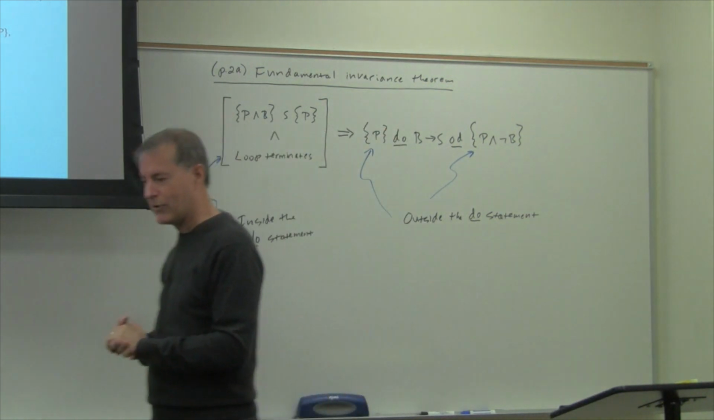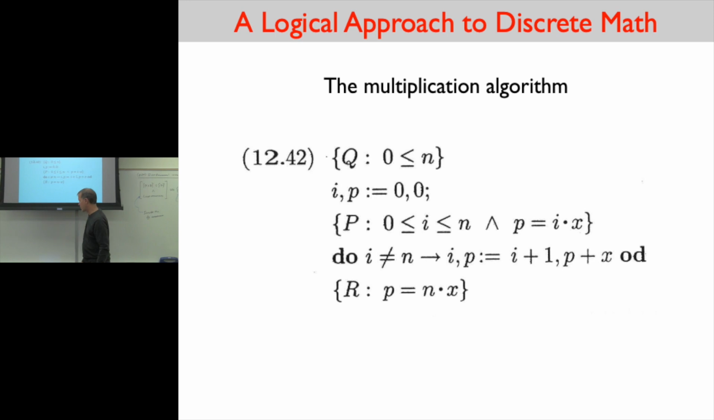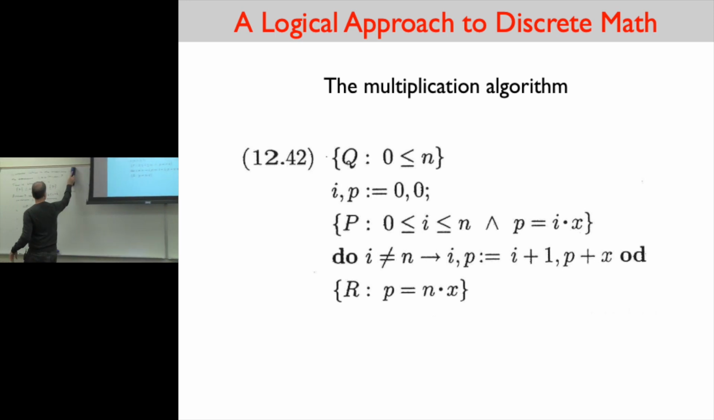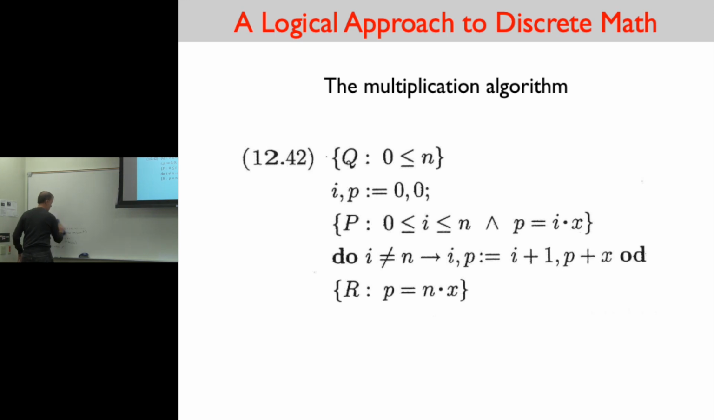Okay, well, enough theory. Now let's go ahead and do an example. The example that we're going to do is the multiplication algorithm. And it's in the book. The algorithm is given in the book, 12.42. Now in the book, he doesn't tell us what the types are. But we know that the types of I and P are integers. And this is the multiplication algorithm.